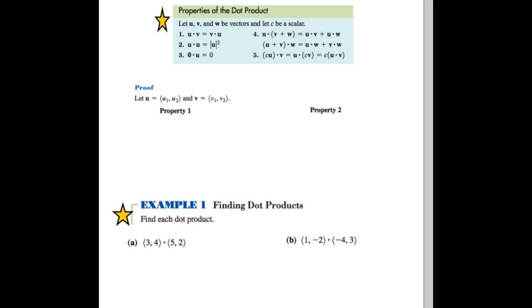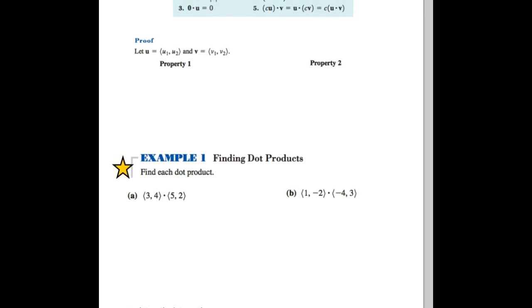So the first property says that the dot products are commutative. Let's look at u dot v. First times first plus second times second. So first component, u sub 1 times first component v sub 1, plus second component times second component, u sub 2 times v sub 2. But we know regular multiplication is commutative. So u sub 1 times v sub 1 is the same as v sub 1 times u sub 1. Same thing with the second part. We could rewrite that as v sub 2 times u sub 2.